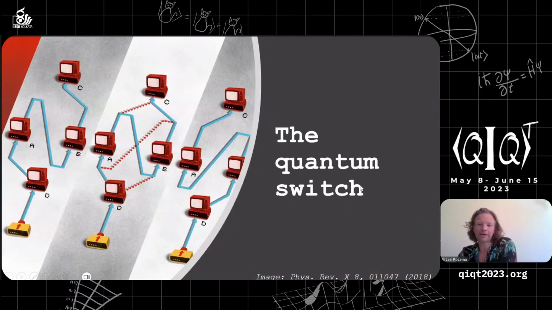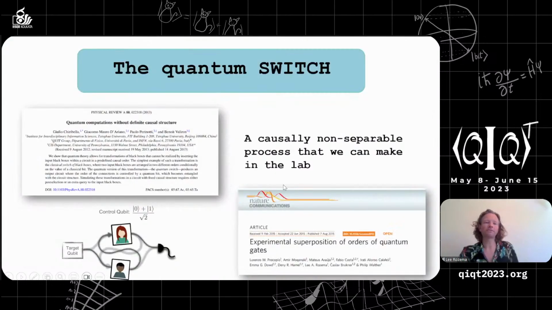Okay, so with that, I'll get into the first topic, which is this idea of an indefinite causal order, and in particular, talking about this one process, the quantum switch. The quantum switch was originally proposed back in 2013, so about 10 years ago, by Giulio Chiribella and co-authors. And Chiribella is now one of the leading researchers in the field studying these sorts of topics. He introduced this as a theoretical concept in this paper, which ultimately came out in PRA, Quantum Computations Without a Definite Causal Structure.